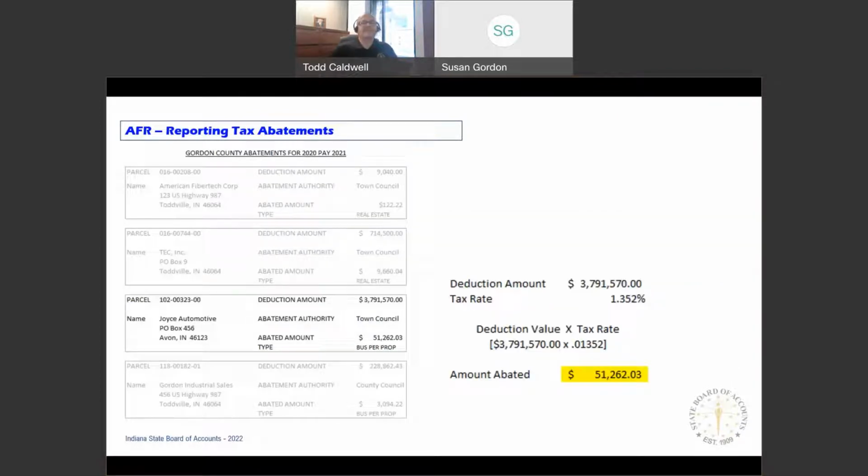I skipped over the TEC Incorporated and jumped down to Joyce Automotive. Their deduction amount was $3,791,570, and it was abated by the town council. So it's going to be one of those direct abatements, and you'll take the $3,791,570 times your tax rate of 1.352% to get to the amount abated of $51,262.03.